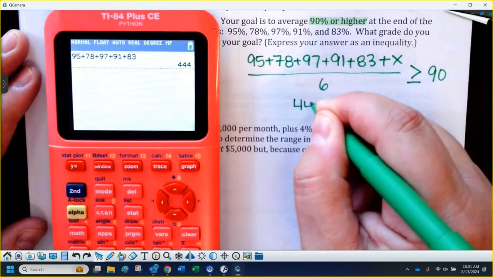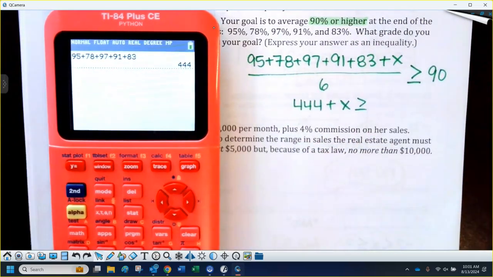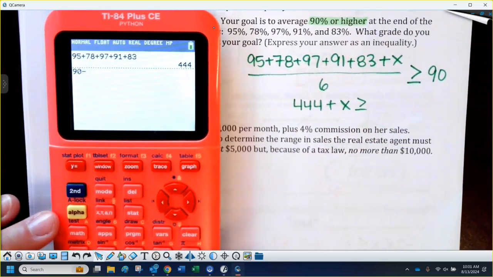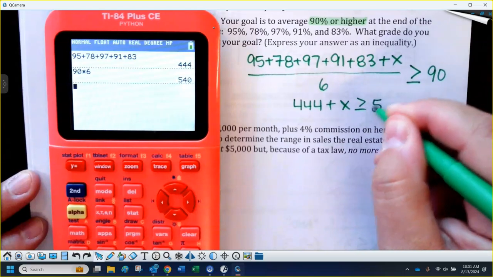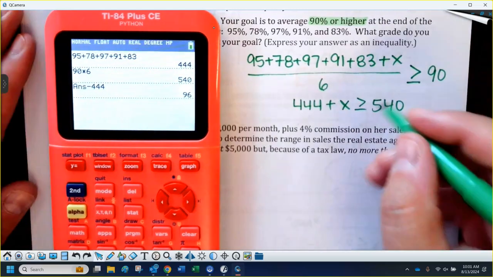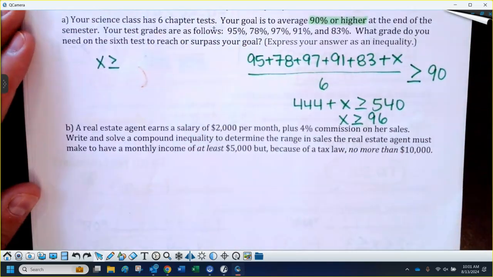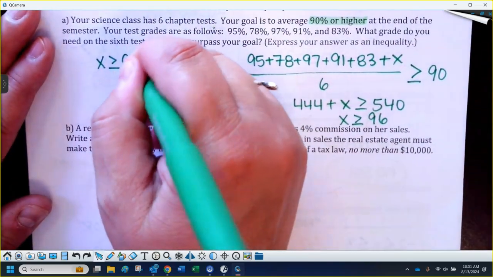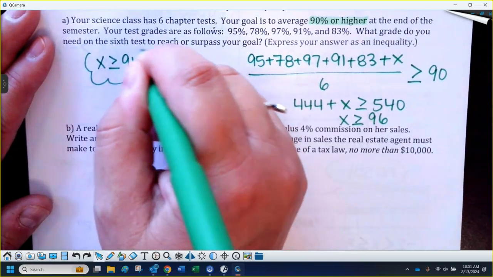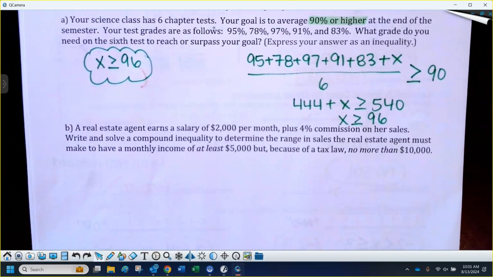So we have 444 plus our 6 tests, and I need that to be greater than or equal to 90 multiplied by 6, so it should be 540. And then we're just going to subtract that 444, because that's the points that we already have. And so that means X, if I get a 96 or higher, ideally higher would be great, then our average is going to be what we want, which is a 90 or higher.